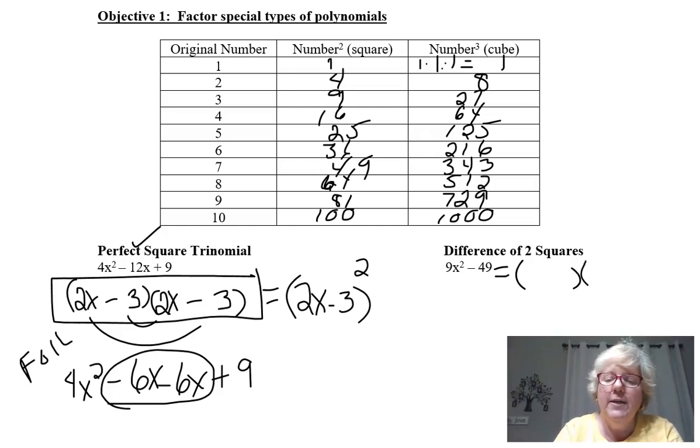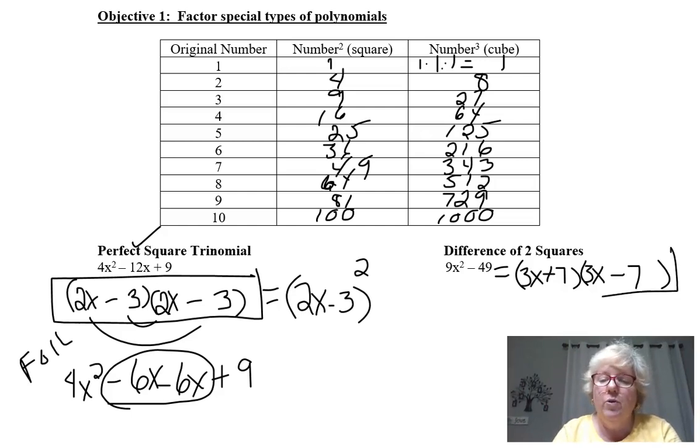So let me go over here and put our 3x and our 3x in the front position. Then I have a 49, but it's a negative 49. Negative last number means we have to use opposite signs. So one of these will be a positive 7 and one will be a negative 7. And there is no middle term, so we don't even have to worry about that. So my solution factors would be 3x plus 7 and 3x minus 7. These are perfect squares.